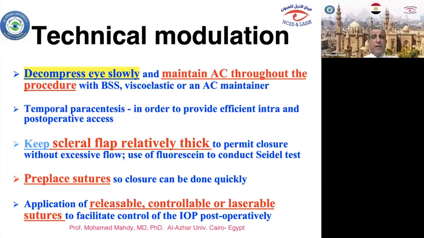Keep the scleral flap relatively thick to permit closure without excessive flow. Use fluorescein to conduct Seidel tests to assure that we don't have leakage. Pre-placed sutures might be employed for easy and rapid closure. Application of releasable and controllable or laserable sutures to facilitate control of the intraocular pressure post-operatively is very important.